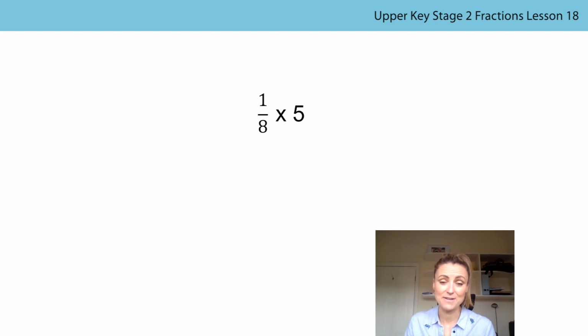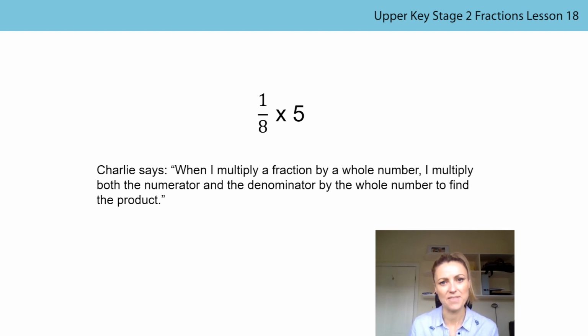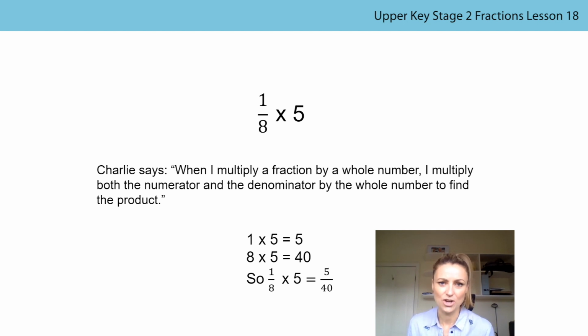So, multiplying a fraction by a whole number. We've got a calculation here. It's 1/8 multiplied by 5. And we're going to start off by looking at something that a friend of mine said. Charlie says, when I multiply a fraction by a whole number, I multiply both the numerator and the denominator by the whole number to find the product. Now, think about that. This is what Charlie therefore did. 1 as the numerator multiplied by 5 is equal to 5. 8 as the denominator is multiplied by 5 and is equal to 40. So 1/8 multiplied by 5 is equal to 5/40.